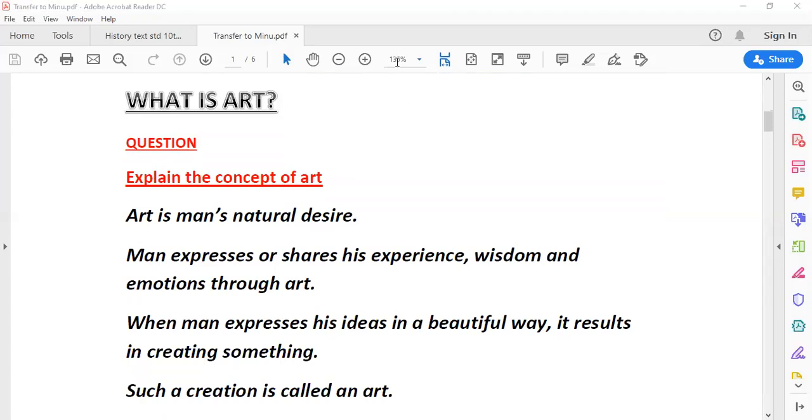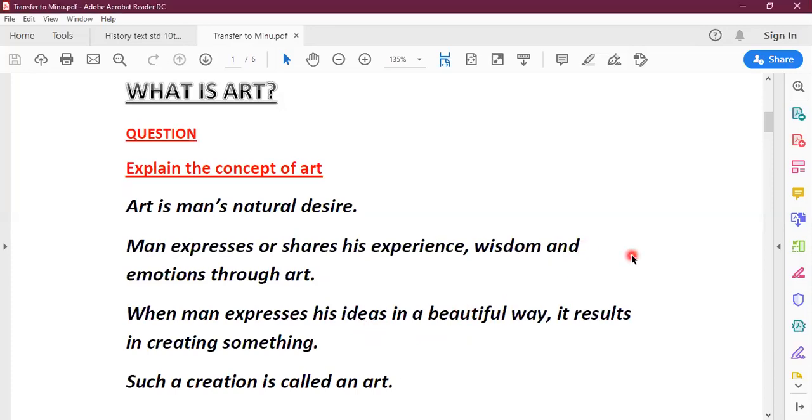Art is actually man's natural desire. It is man's natural desire to express. Man decides to express or share his experience, his wisdom, and his emotions through art. When he's very happy, he sings a song or creates a beautiful painting. And when he expresses his ideas in a beautiful way, it results in creating something, and that creation is described as art. Let's revise once again. Art is man's natural desire. Man expresses his thoughts, feelings, and emotions in a beautiful way, creates something, and that will be called an art.